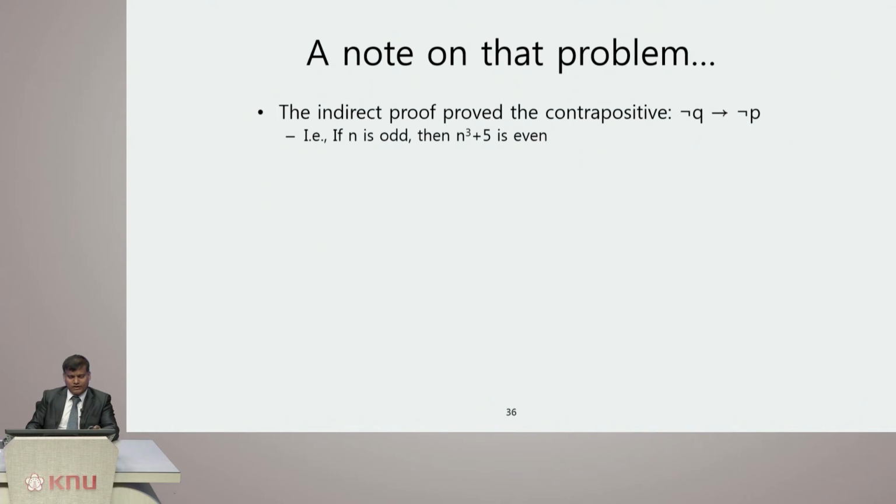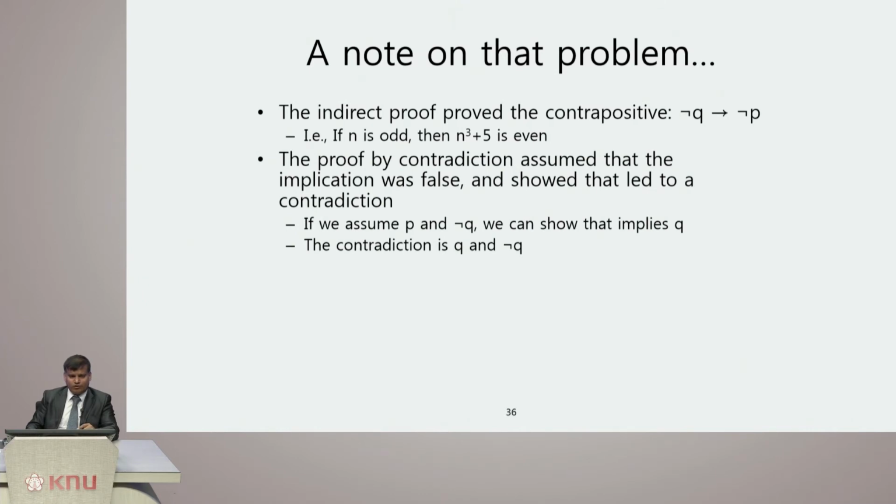If n is odd, then n cube plus 5 is even. We have already shown that. The proof by contradiction assumes that the implication is false and shows that this leads to a contradiction.